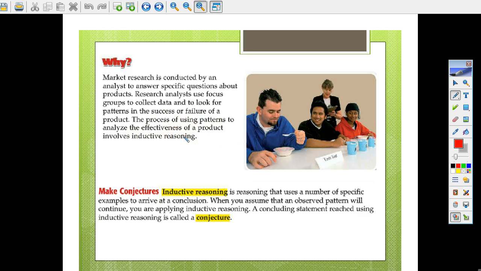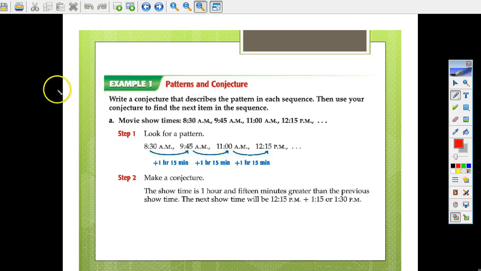Okay, so what is inductive reasoning? Inductive reasoning is reasoning that uses a number of specific examples to arrive at a conclusion. When you assume that an observed pattern will continue, you're applying inductive reasoning. A concluding statement reached using inductive reasoning is called a conjecture. Okay, so patterns and conjecture.